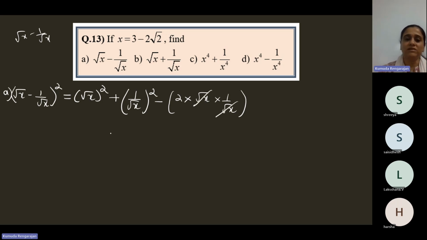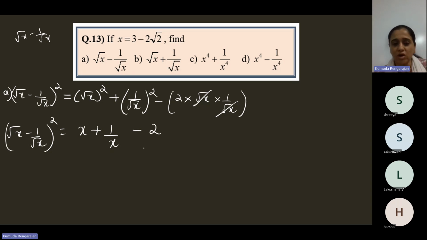So here the root x terms cancel. And this is x plus 1 by x, because root x the whole square is x. 1 by root x the whole square is 1 by x, minus 2. So we have root x minus 1 by root x the whole square is equal to x plus 1 by x minus 2. So we'll stop here. We need to get the value of x plus 1 by x, which has to be substituted here. We'll just call this 1 and proceed to find the value of x plus 1 by x.